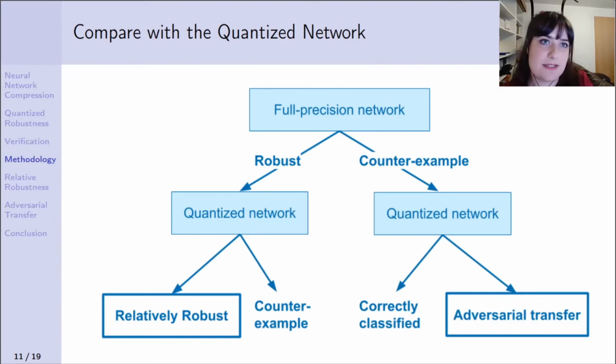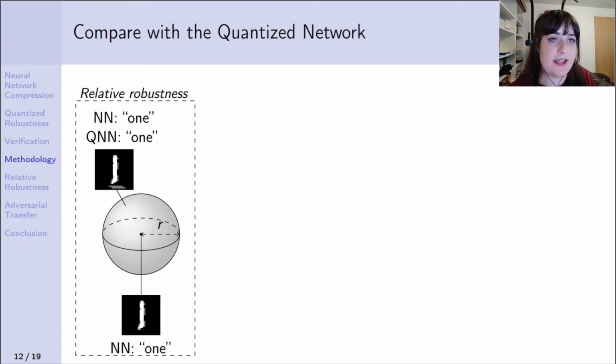The next step is to compare our verified full precision network with our quantized network. This results in 4 different cases. In the first case, our full precision network correctly classifies all perturbations, and so does our quantized network. We call this relative robustness.